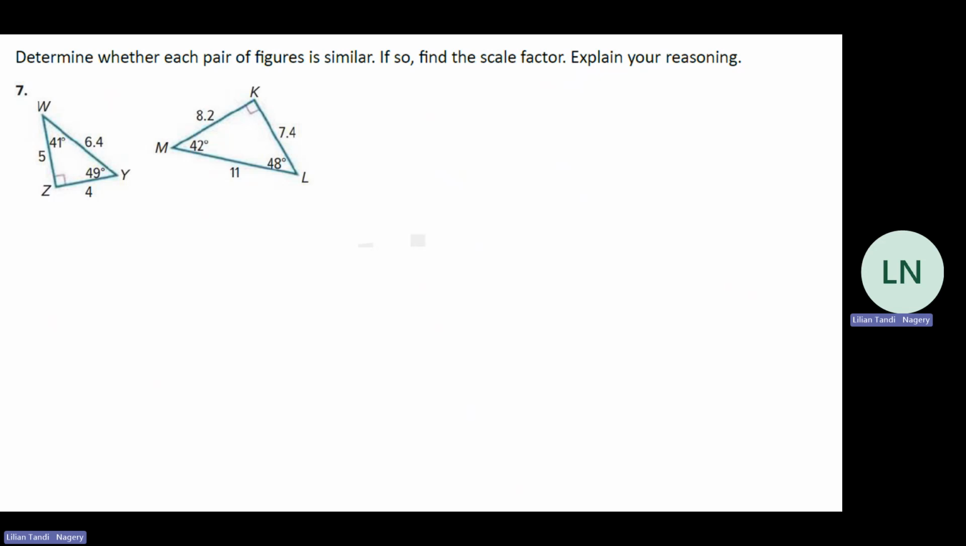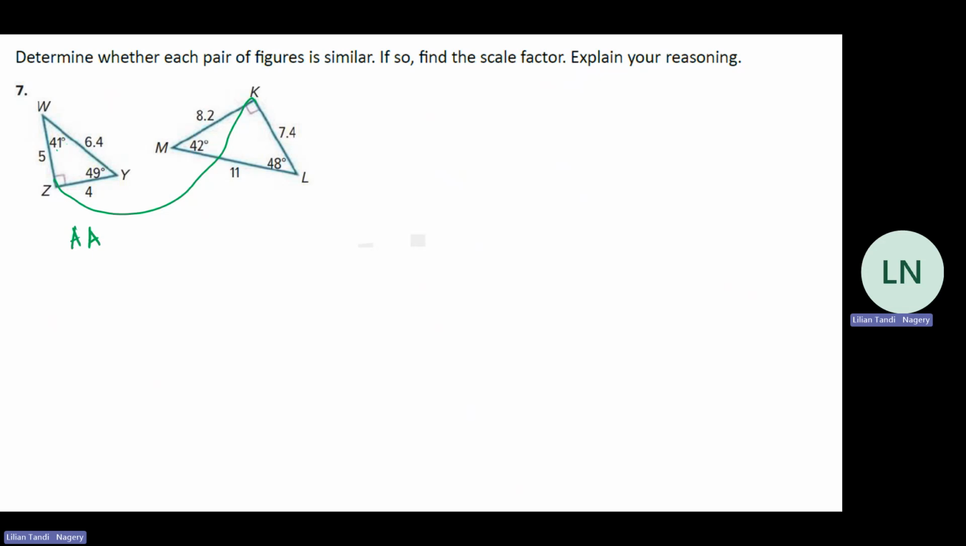Determine whether the figures are similar. Okay? No, because the angles are not the same. You don't have two angles the same. Remember AA similarity? You should have two angles the same. You only have 90 is the same as 90. The rest of the angles, you don't have another pair that is the same. So what does the question say? If so, find the scale factor and explain your reason.